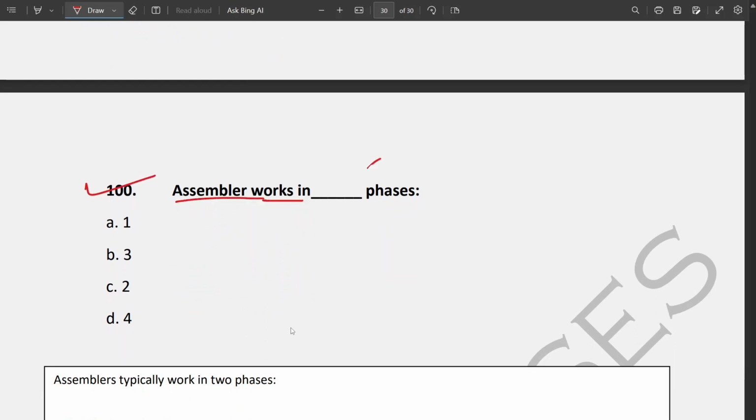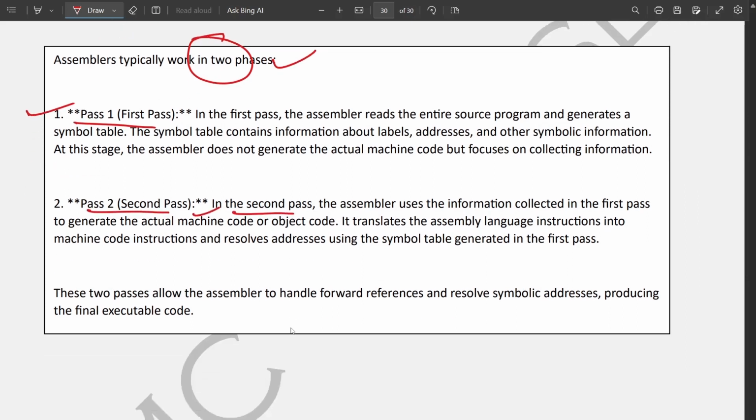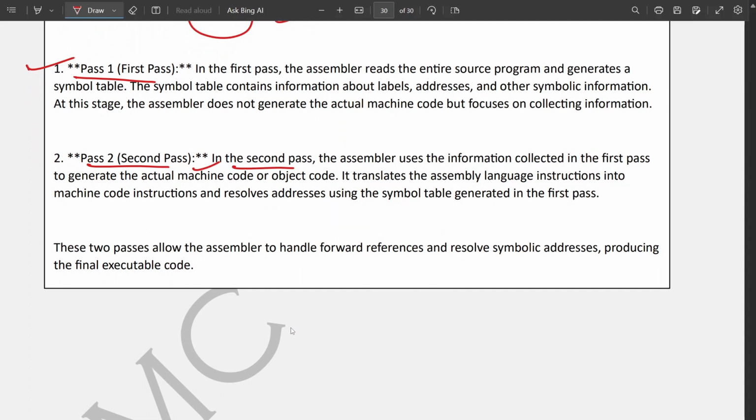Assembler works in phases. We have discussed this. Assembler works in 2 phases. This is the correct option. Here you can see this. Assembler works in typically 2 passes. First is pass one and second is pass two. So you can read this.